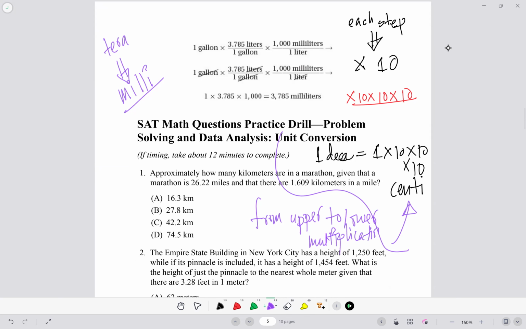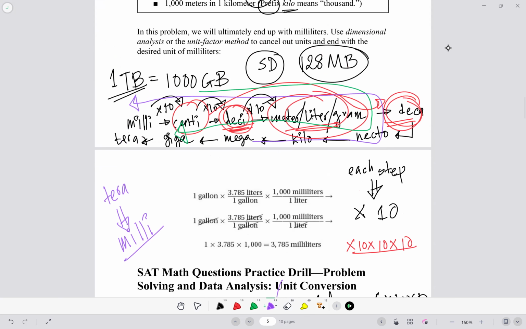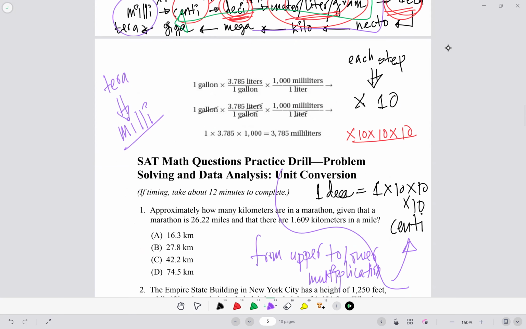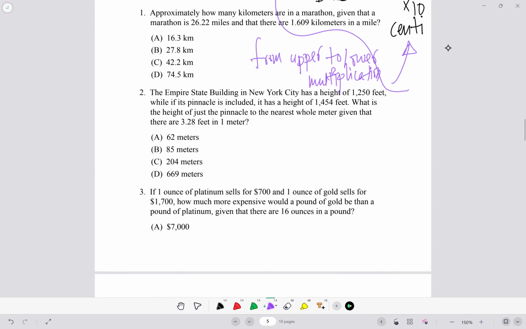But what will happen if we are going from the lower one to the upper one? For example, I'm going to ask you, what is 3.75 milliliter in terms of decaliter? How do you do that? You divide. Definitely divide.